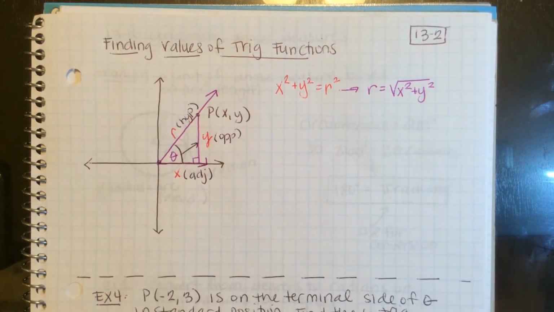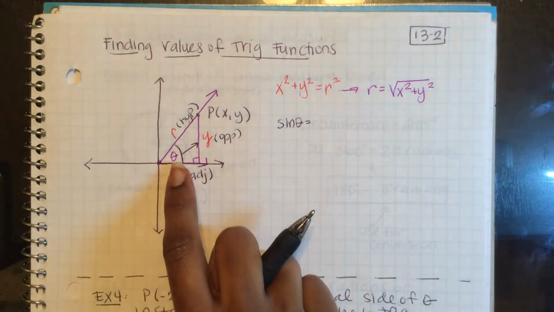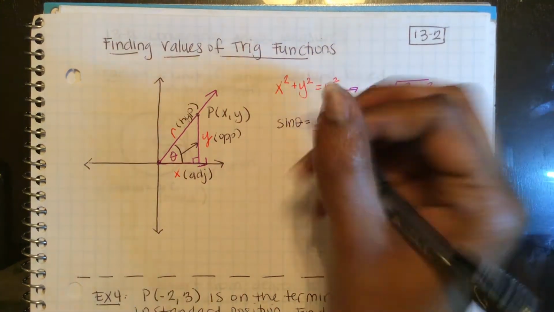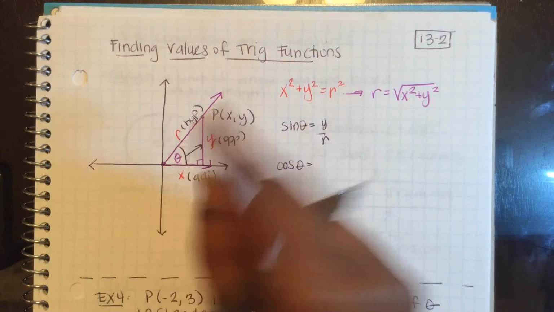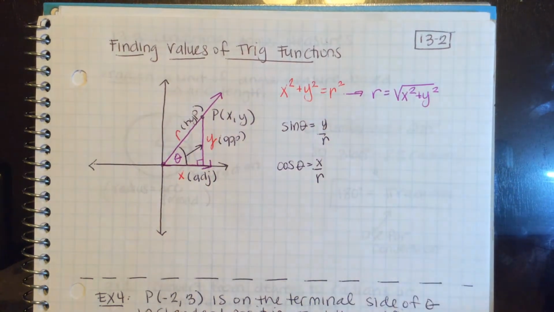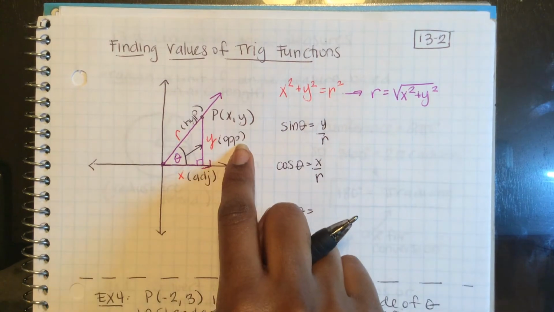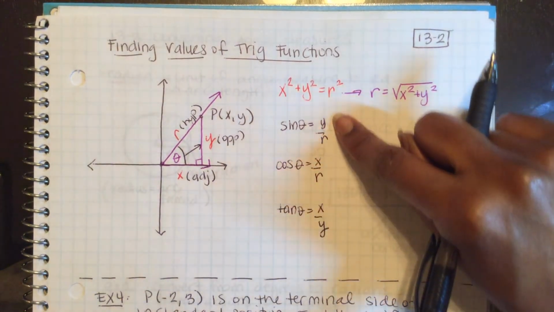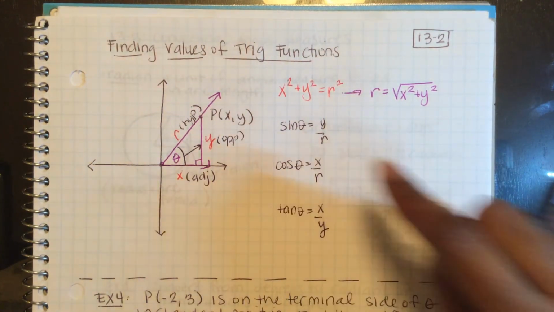So now I can find sine theta, which is opposite over hypotenuse, y over r. Cosine theta, adjacent over hypotenuse, x over r. Tangent theta will be opposite over adjacent, x over y. And this is true for any point given to us in the coordinate plane.